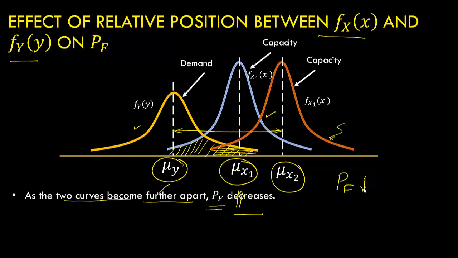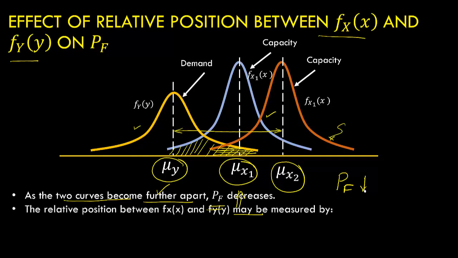So if you have two curves, that is demand and capacity, very far away, in that case basically you will have zero probability of failure. But that is an ideal situation. Now the question is how we measure the relative position of these two curves, that is demand and capacity curve.